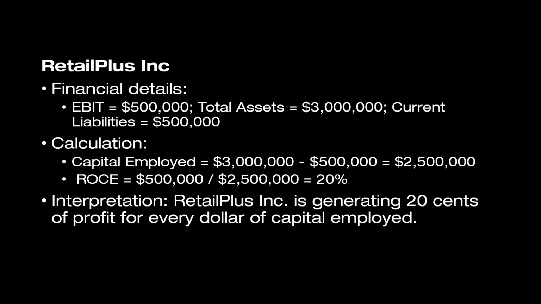So the ROCE is EBIT divided by capital employed, which is $500,000 divided by $2.5 million, which calculates to 20%. This means that the ROCE of 20% for RetailPlus Inc. means it is generating 20 cents of profit for every dollar of capital employed. By comparing these two examples, we can see how companies with different levels of capital employed use their resources to generate returns.